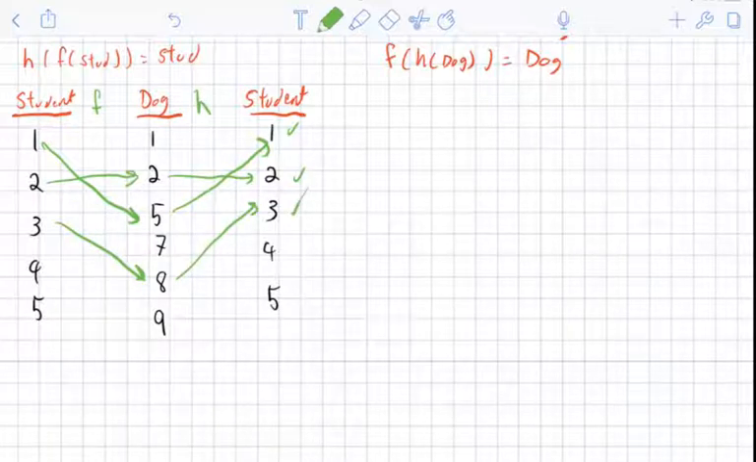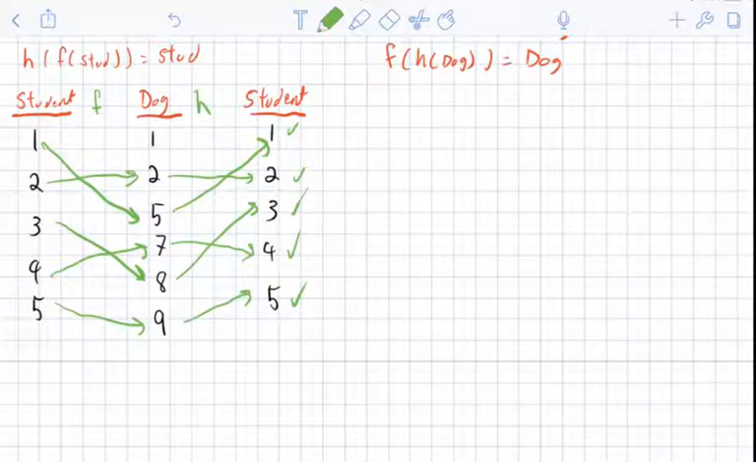4 goes to 7, and 7 goes to 4. Check mark. 5 goes to 9, and 9 goes to 5. Check mark. Okay. So does that mean they're inverses? I don't know. It's definitely possible. We haven't seen anything indicating that they're not inverses. Let's write out the next one.